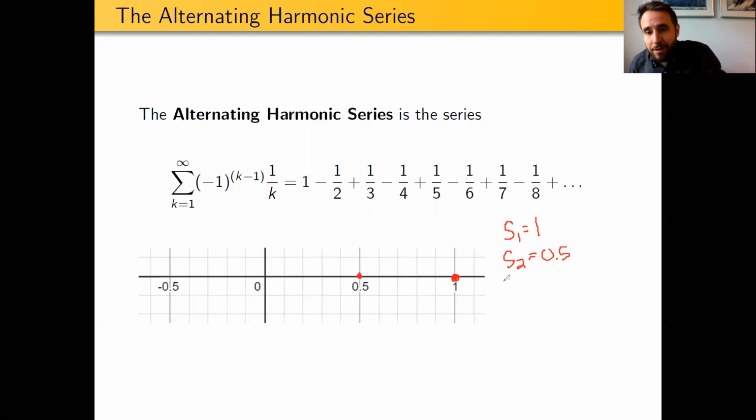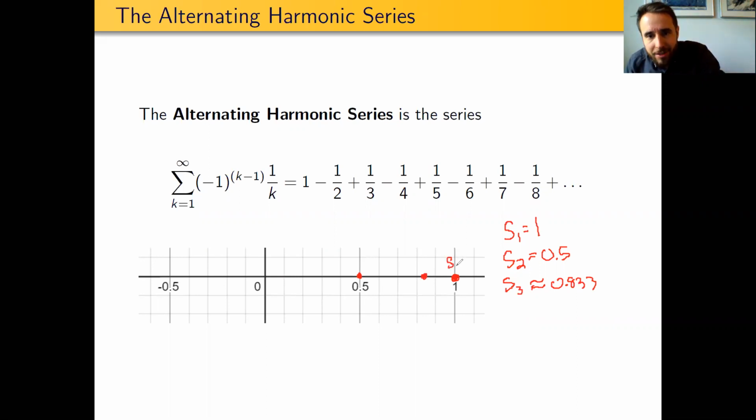S sub 3, the third partial sum, is 1 minus a half plus a third, which is approximately equal to 0.833. Right, so we started at 1, we did minus a half, now we're doing plus a third, and we'll get up to just about 0.833. Notice we didn't quite make it as far up as 1 again.